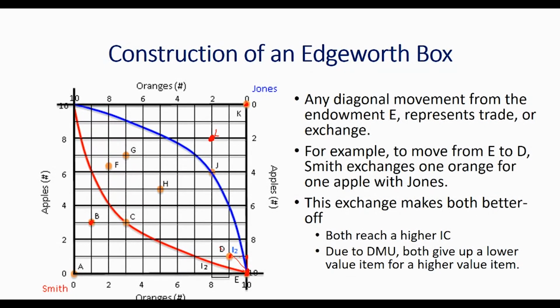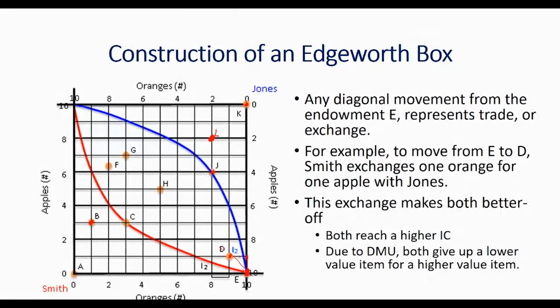Jones might also refuse to trade to a point like J, because at point J, Jones doesn't get any better than he would be at point E. He's indifferent between E and J because it's on the same indifference curve. Okay, so we know that Jones would probably not accept a trade to point J either. Okay, but where would they accept trades?